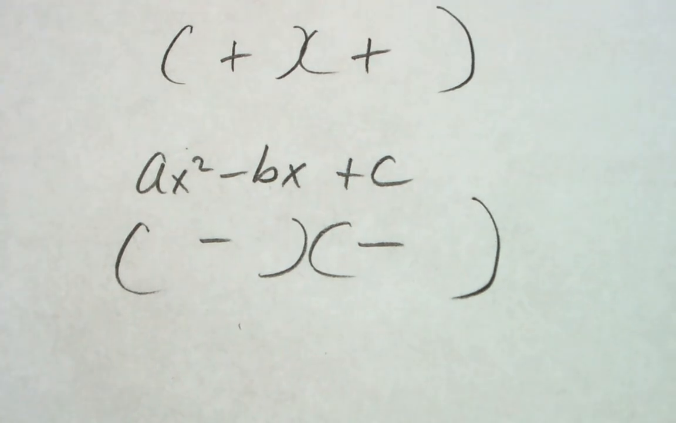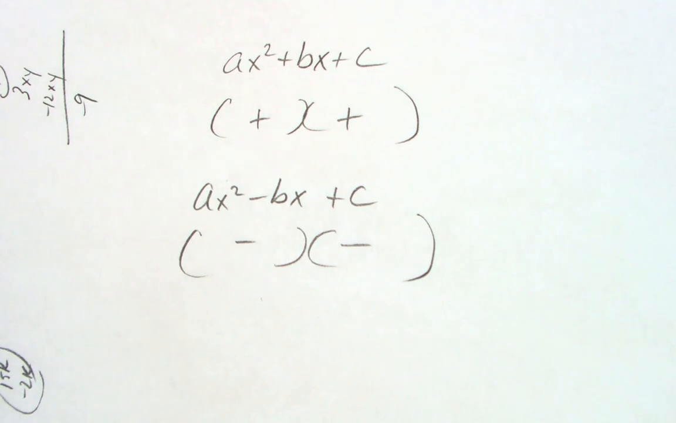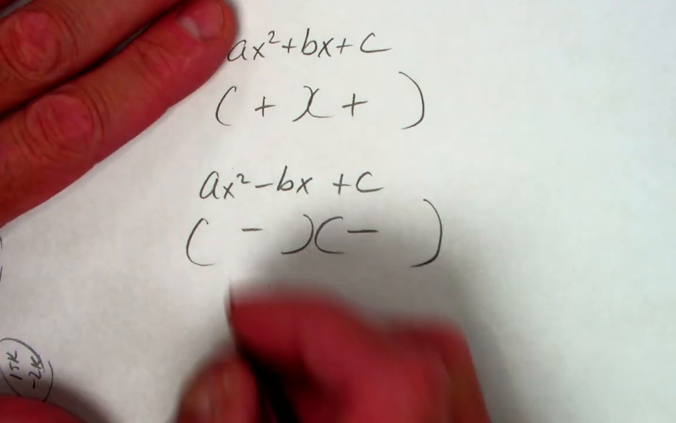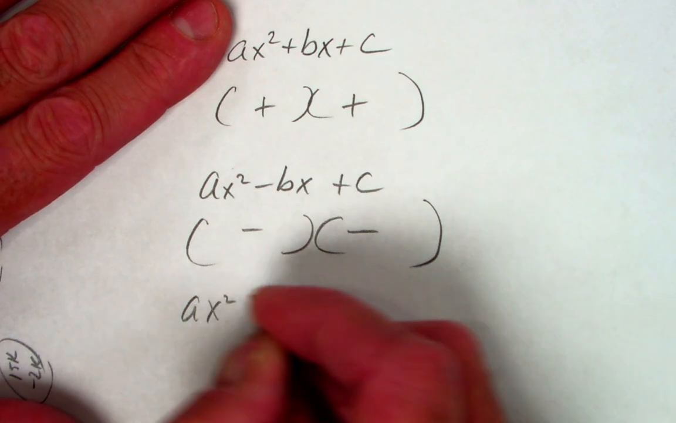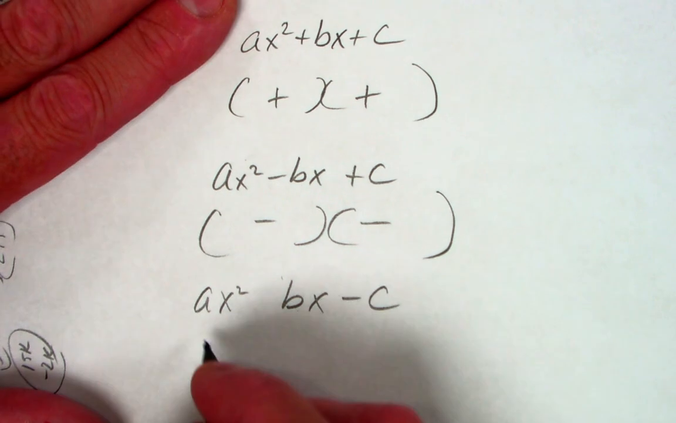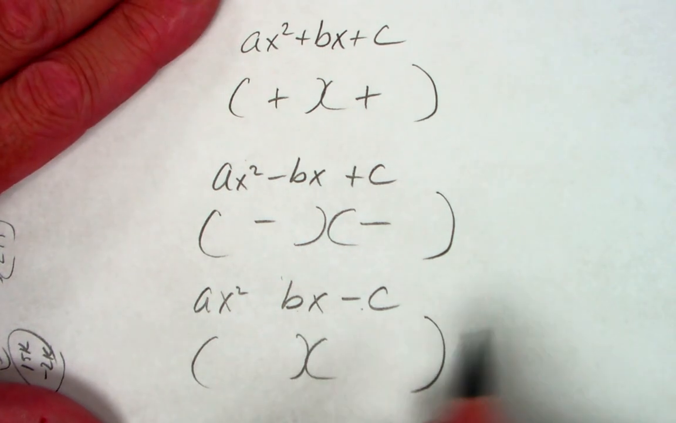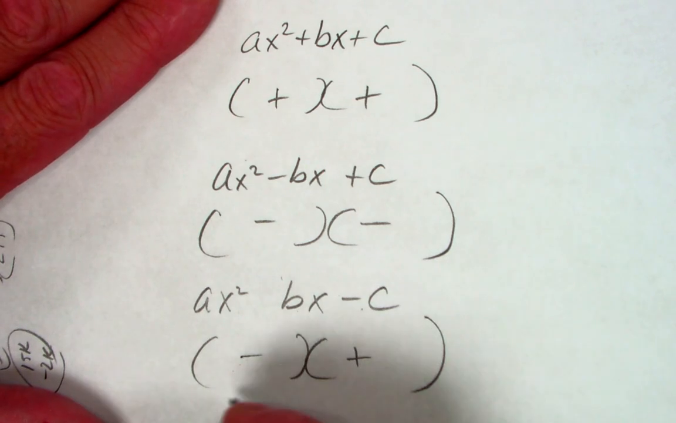That's good. So if I go ahead and do one more add to the mix, which we're going to do today, okay, ax squared and bx minus c. I don't care what this one is. What are my signs if it's minus? Negative and positive, or a positive and negative.